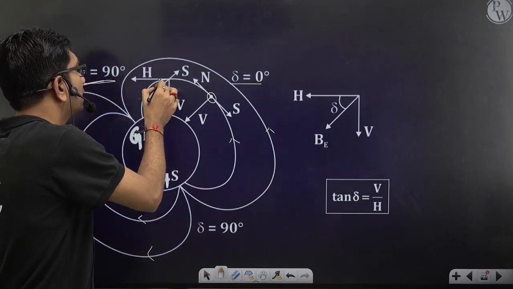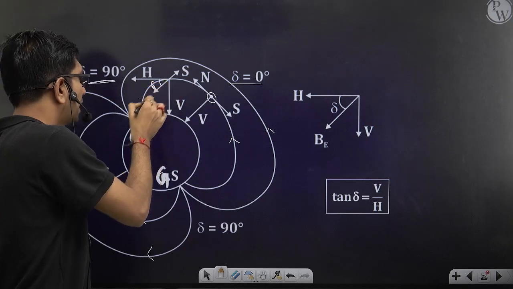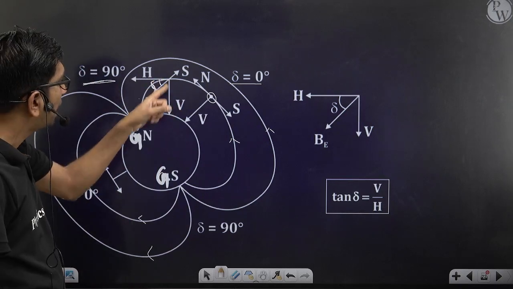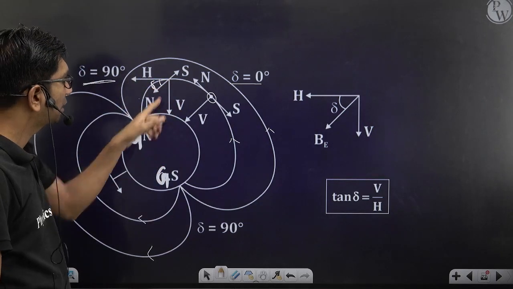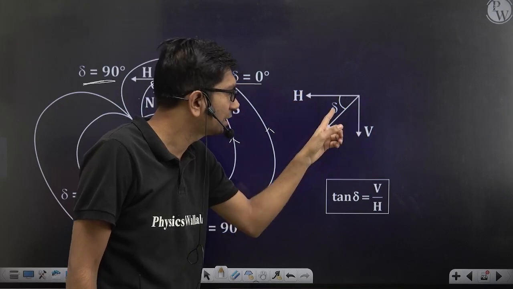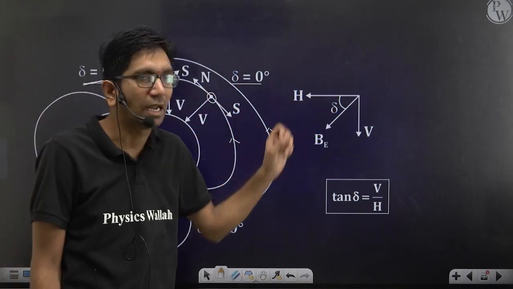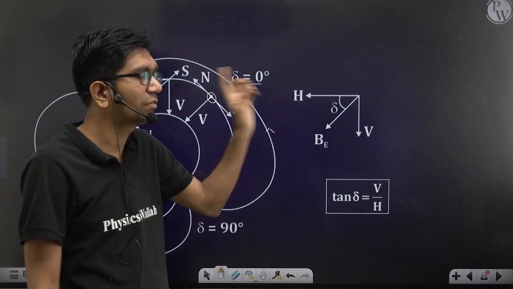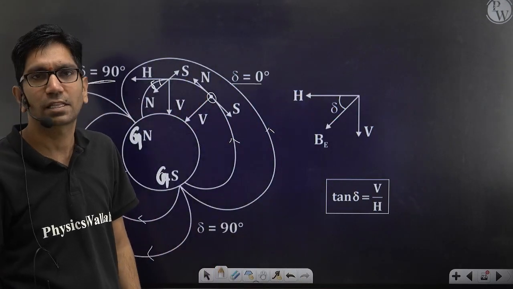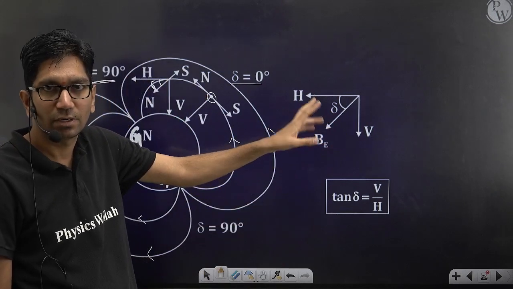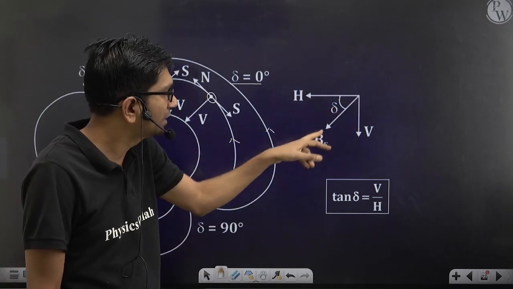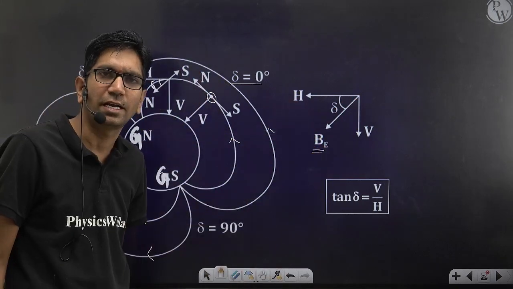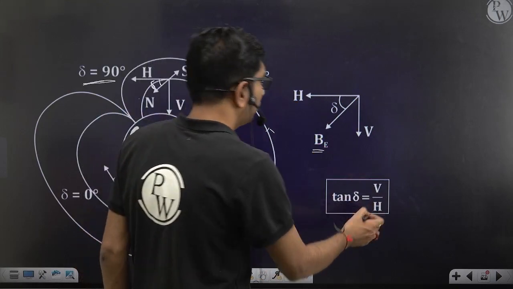Somewhere you will be getting the angle of dip like this. The north pole is here, it is showing this one. This is the horizontal component of the earth's magnetic field, and this is the vertical component. This is delta, the angle of dip. The angle is always taken from the horizontal component of earth's magnetism. Finally, this one is the magnetic field of the earth. So from here you can write tan delta equal to V by H.